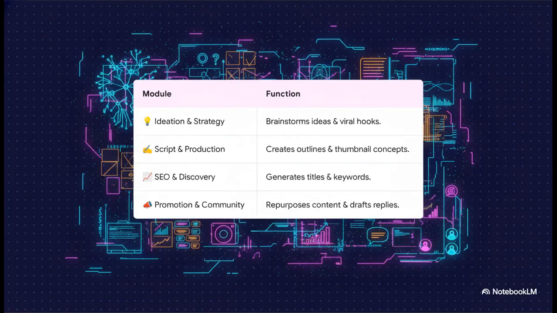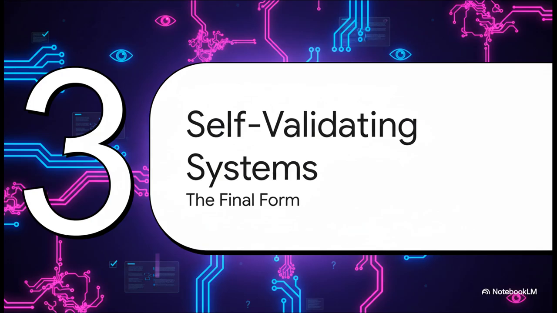Just look at this breakdown. With just one command, Maya can switch between all these different jobs. You need ideas? Boom, it's brainstorming viral hooks. Ready to actually make the thing? It'll help you with outlines and even thumbnail ideas. And after it's published, it's optimizing your SEO and even drafting promotional posts. This isn't just automation anymore. This is like managed creativity. Okay, so we've gone from a script that does one thing to an assistant that manages a whole process. What could possibly be next?